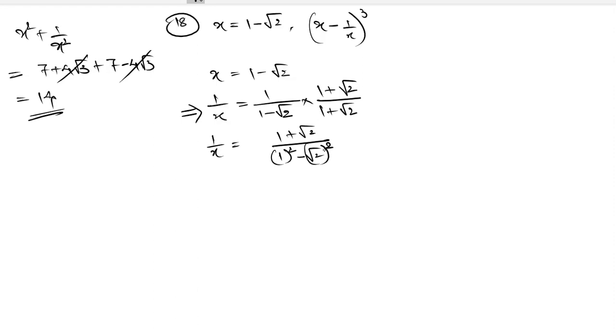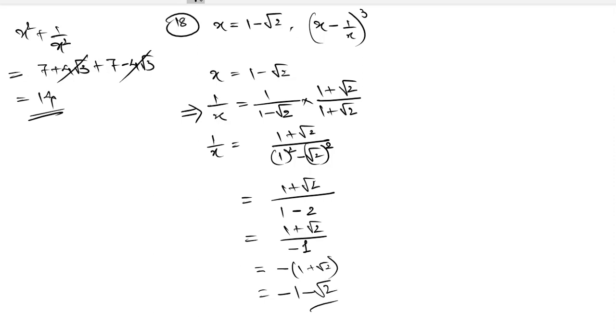Right? So this becomes 1 plus root 2 upon 1 minus 2. That is 1 plus root 2 upon minus 1. Which is, if I take the minus sign in the numerator, minus of 1 plus root 2, which is minus 1 minus root 2. Are you following this? Minus 1 minus root 2. This is 1 by x.